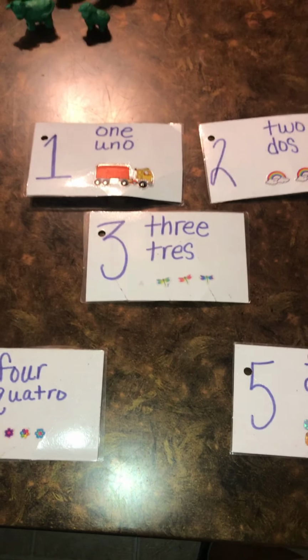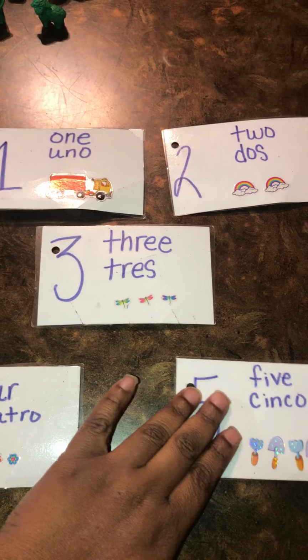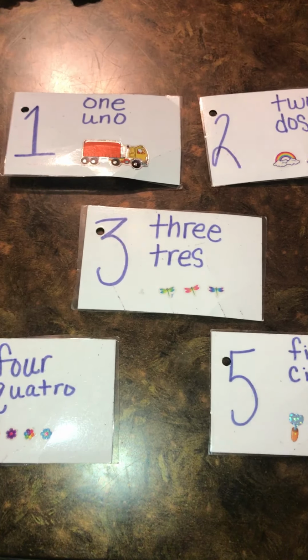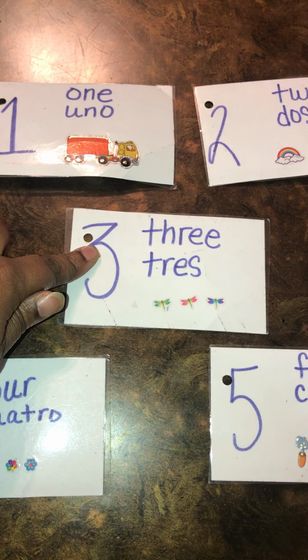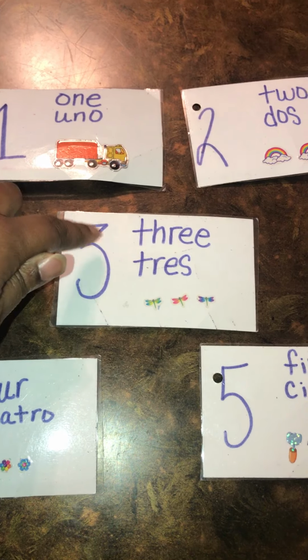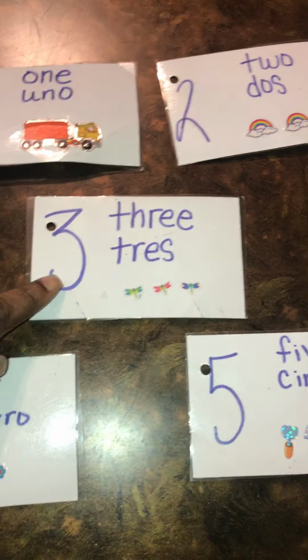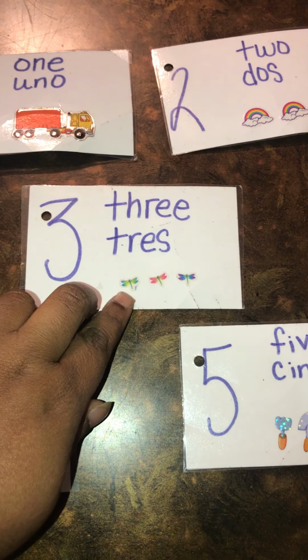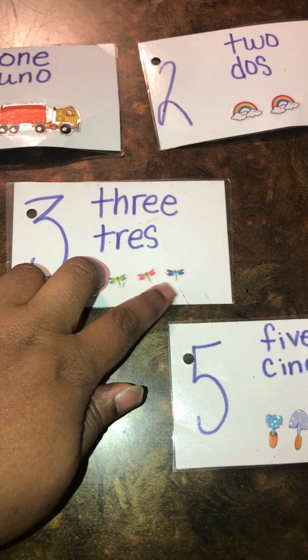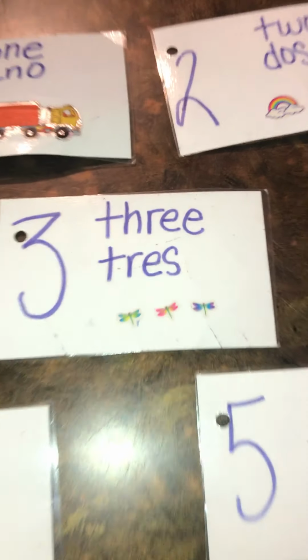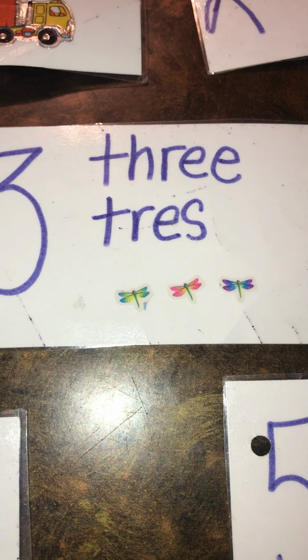Which number is the number 5? Let's see. Is this the number 5? No, because that's the number 3. And we can tell that because it has 1, 2, 3 objects on that card. So let's find our number 5.